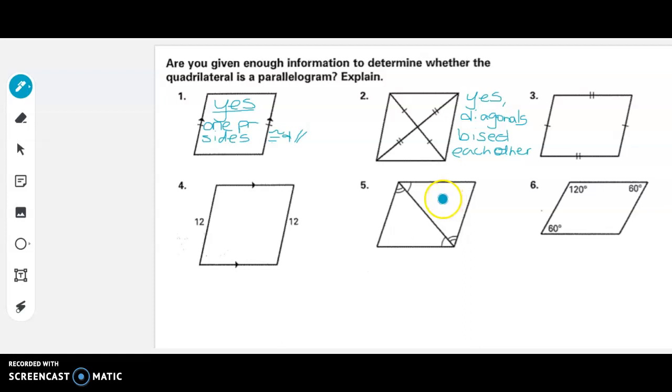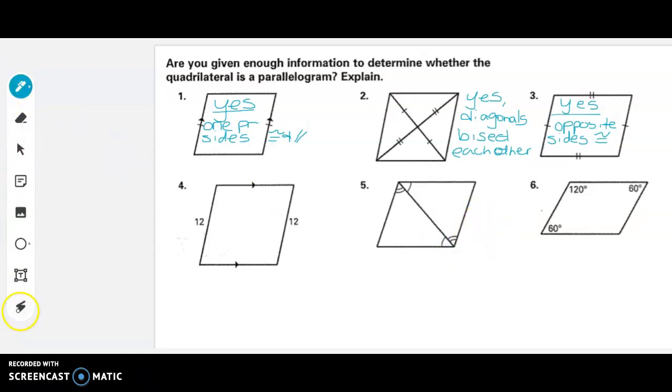Okay, what about number 3? I'm looking at markings. I see this pair of sides are congruent and this pair of sides are congruent. Does that make a parallelogram? Yes, it does. Why? Because opposite sides are congruent. That's the symbol for congruent: an equal sign with a squiggle.